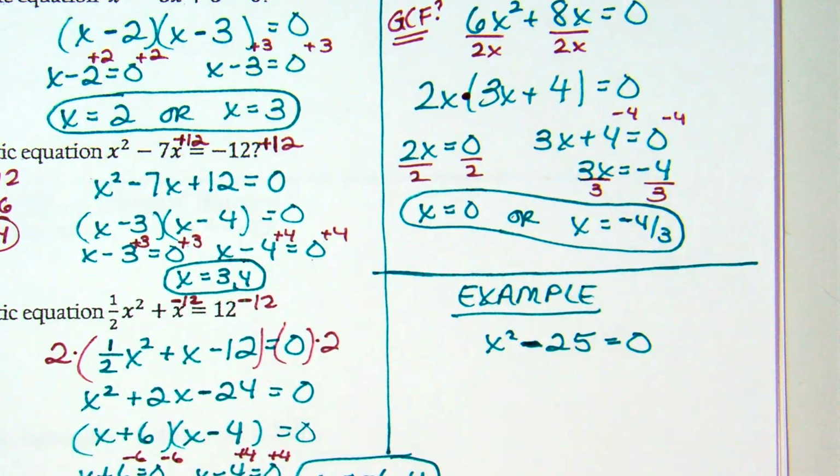So nothing there is going to change anything. How do I factor this? What's he mean by square root? 25 is a perfect square. X squared is a perfect square. Okay, we're setting up 2 parentheses.